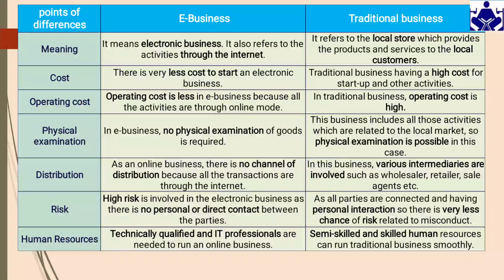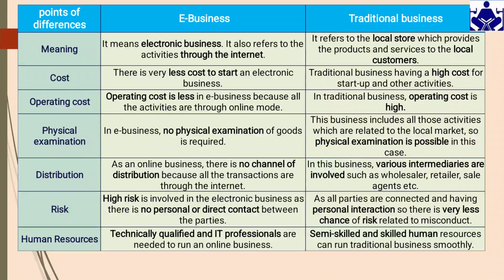So now let us understand the difference between e-business and traditional business. We all know traditional business, but let us understand its meaning. E-business means electronic business. It also refers to the activities through the internet. Traditional business refers to the local store which provides the products and services to the local customers. Cost: there is very less cost to start an electronic business as compared to traditional business. Traditional business has a high cost for startup and other activities.